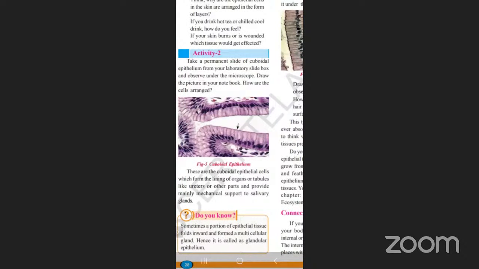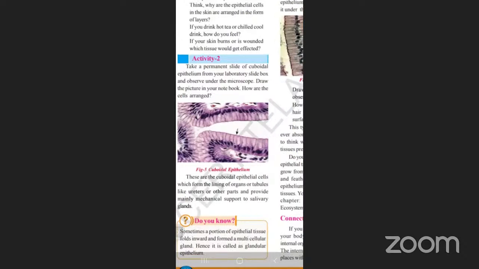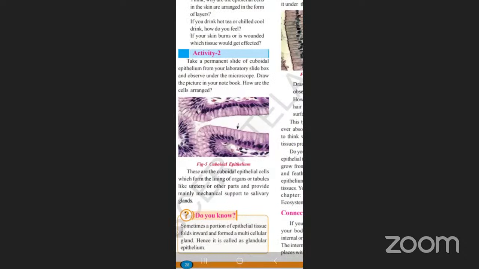First, squamous epithelium is completed. Now, cuboidal epithelium. Don't get confused. We have four tissues: epithelial tissue, connective tissue, muscular tissue, and nervous tissue. Now we are talking about epithelial tissue. Squamous epithelial tissue is completed. Now we are going for cuboidal epithelial tissue. So here we have an activity.